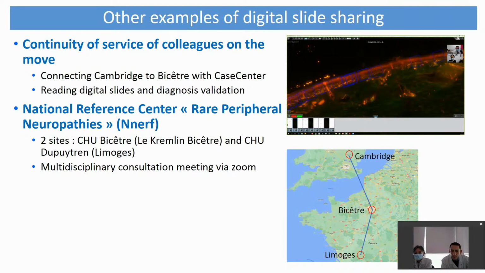The second example is the French National Reference Center for Rare Peripheral Neuropathies. There are two sites for this center, one in Bicêtre, the other in Limoges, 344 kilometers away. Despite the distance, we have organized a joint periodic multidisciplinary consultation through telepathology and web conference with Zoom.